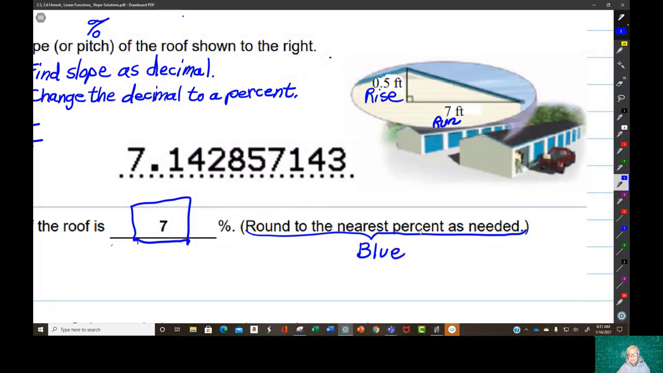Round to the nearest percent. That means take off the decimals. So you have to round first. Here's the whole number percent. Look immediately to the right. One is too small to make the seven round up to an eight. So you're just going to drop these decimals off, and your answer is going to be 7. So your pitch is 7%.